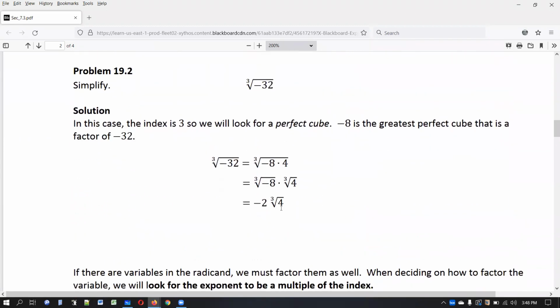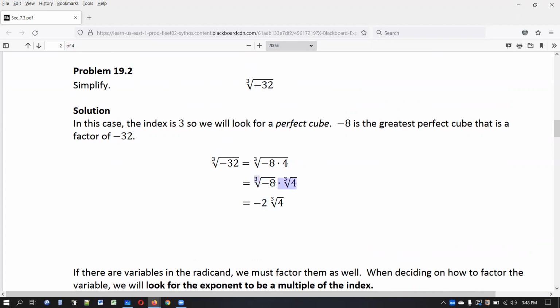So let's take a look. Similarly here, the fact that you have a minus here doesn't bother us because we will break this into -8 and 4, right? And we know from doing this before that cubic root of -8 is -2.